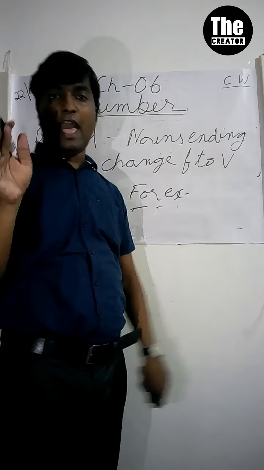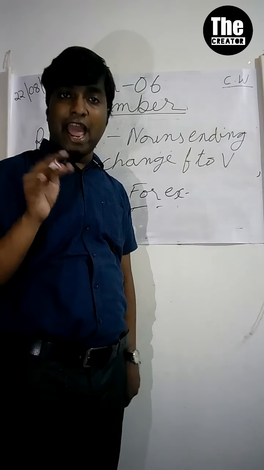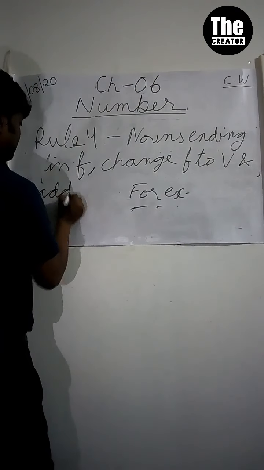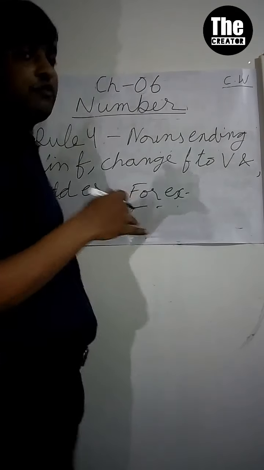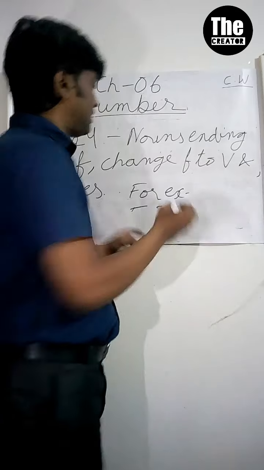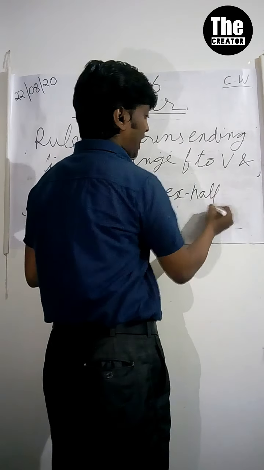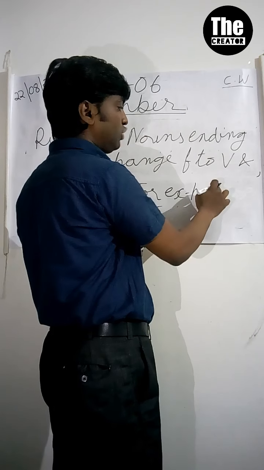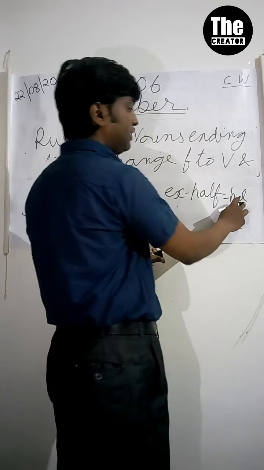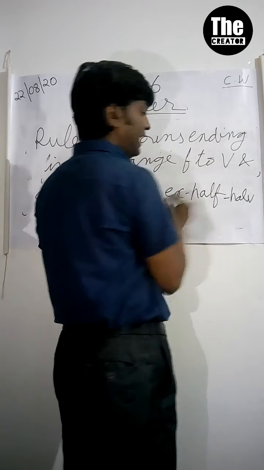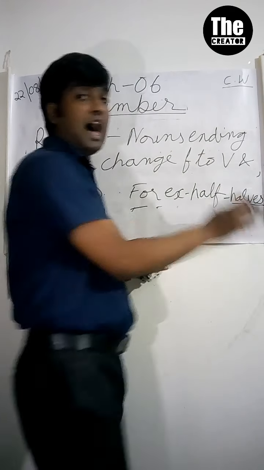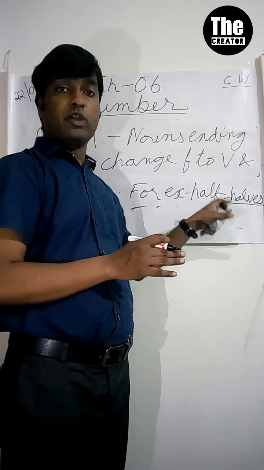You just need to change F to V and add ES. Then it would become its plural form. Some examples are half, H-A-L-F. What you need to do? You need to remove F, leaving HAL, and put V over there. Then add ES. Then it would become halves. Half, halves. That is the plural form of half.